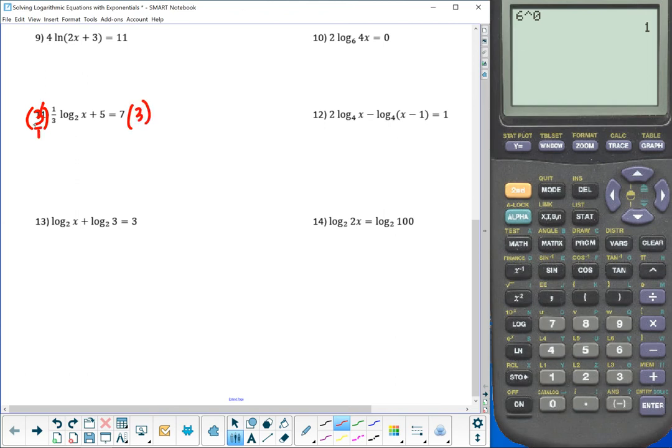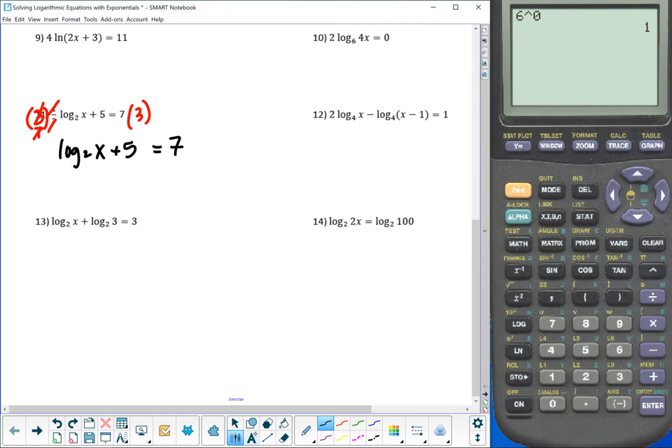Because a 3 over 1 cancels with a 3, and the 1 cancels with 1, and you're left with log base 2 of x and then plus 5 equals 7.